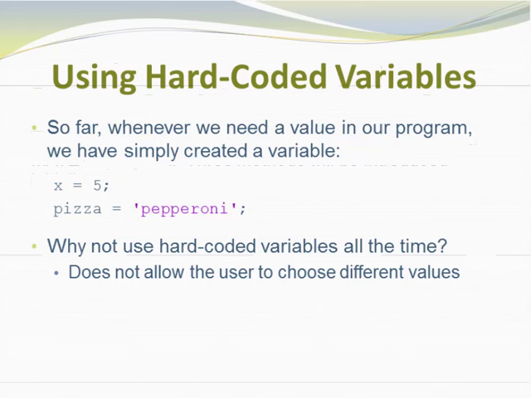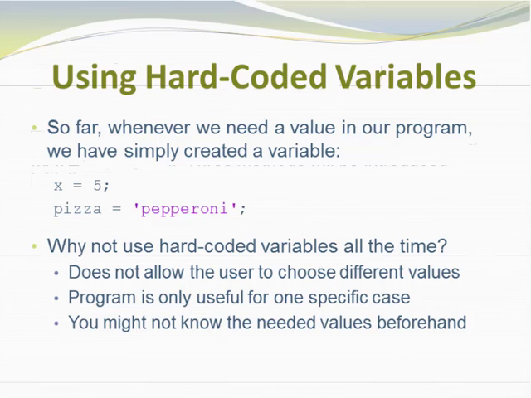So it doesn't allow the user to select something on their own. They have to use those values that you specified, which ultimately then means that your program is only useful for that one specific case. If you wanted to have your program do something different, you would have to go in and again change the values of those variables manually.